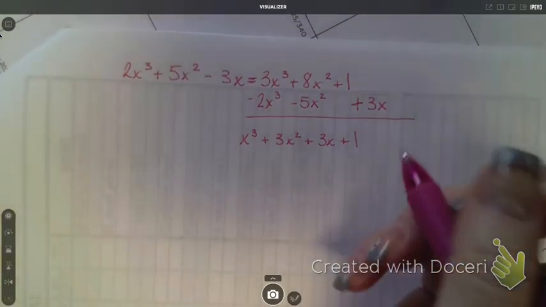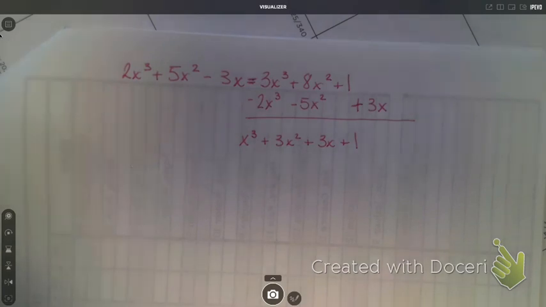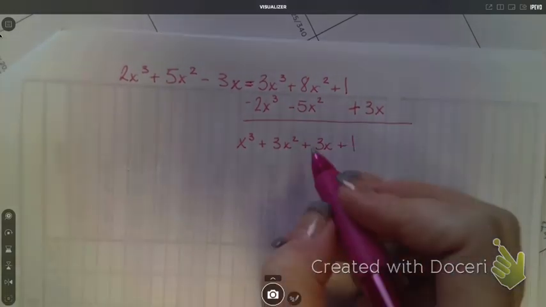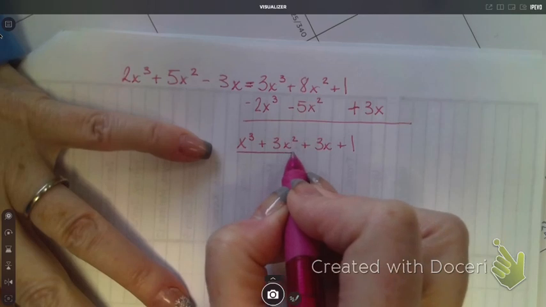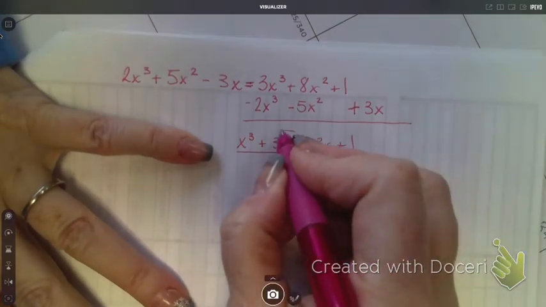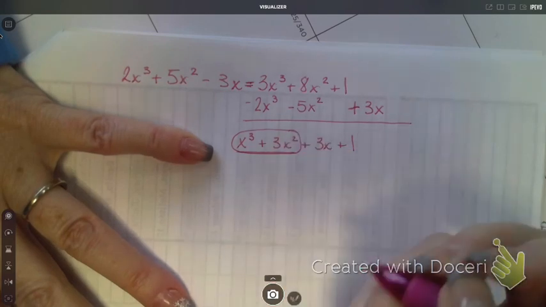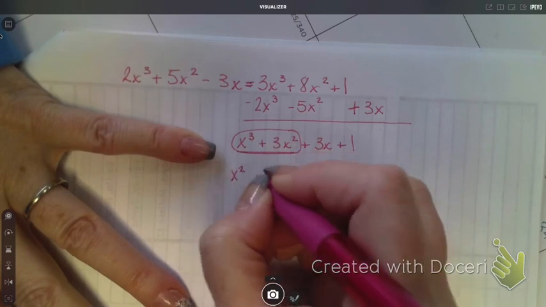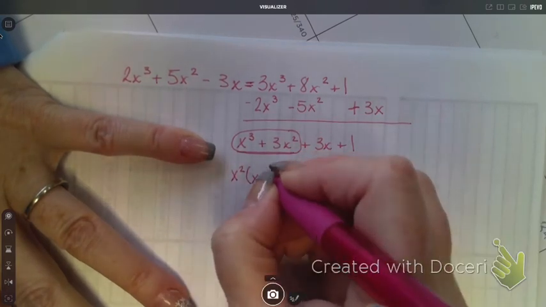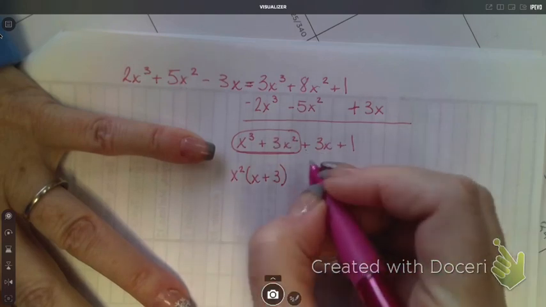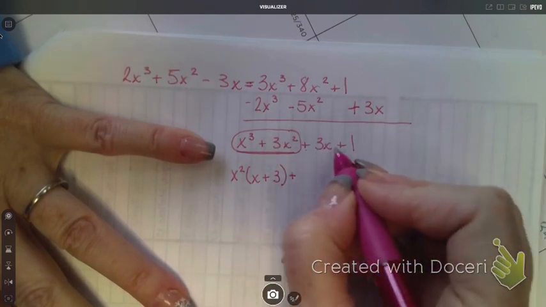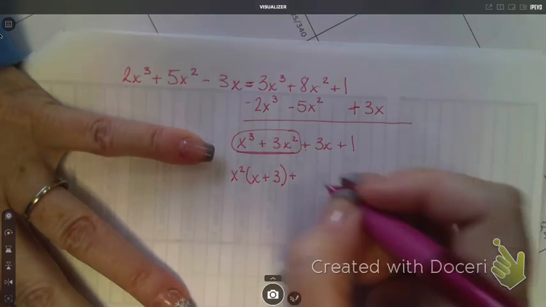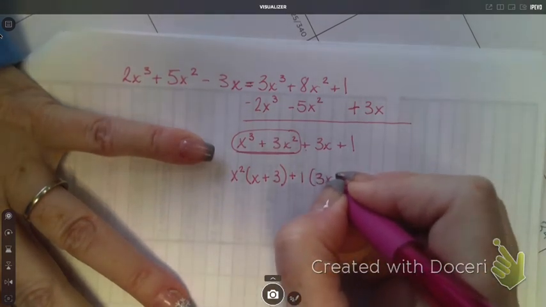Okay, so it is a third degree, but we can factor by grouping, can't we? Sometimes. Isn't that what we do when we do our binomial factoring? What happens if I group the first two? What can I factor out? X squared. And what am I left with? X plus 3. Remember, always bring that sign down. And 3x plus 1, what do they have in common? 1. So 3x plus 1.